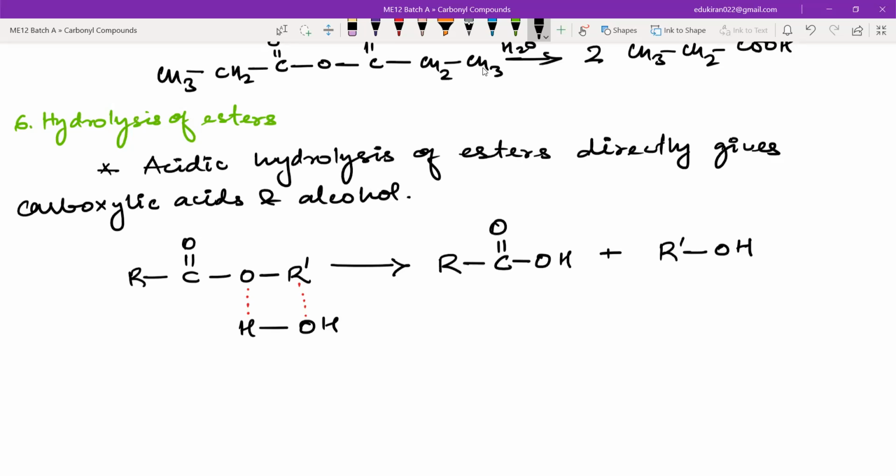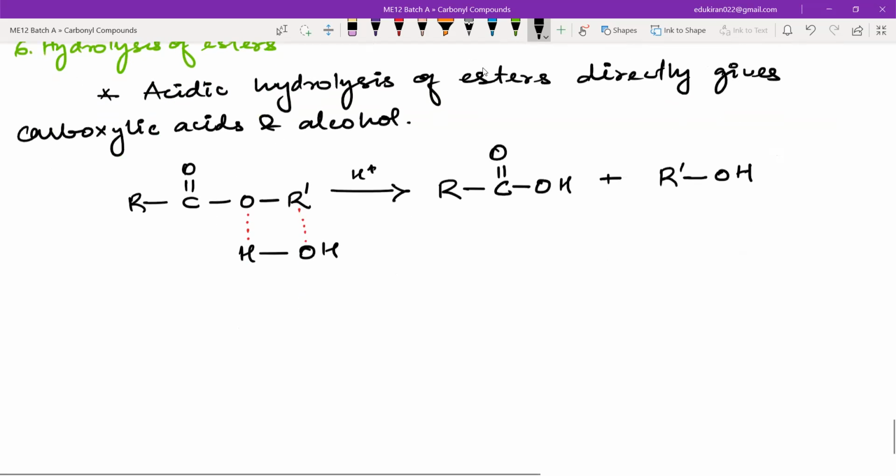Okay, this is when you have acidic hydrolysis in the presence of H plus. But if you have alkaline hydrolysis or basic hydrolysis, basic medium, please write basic hydrolysis.